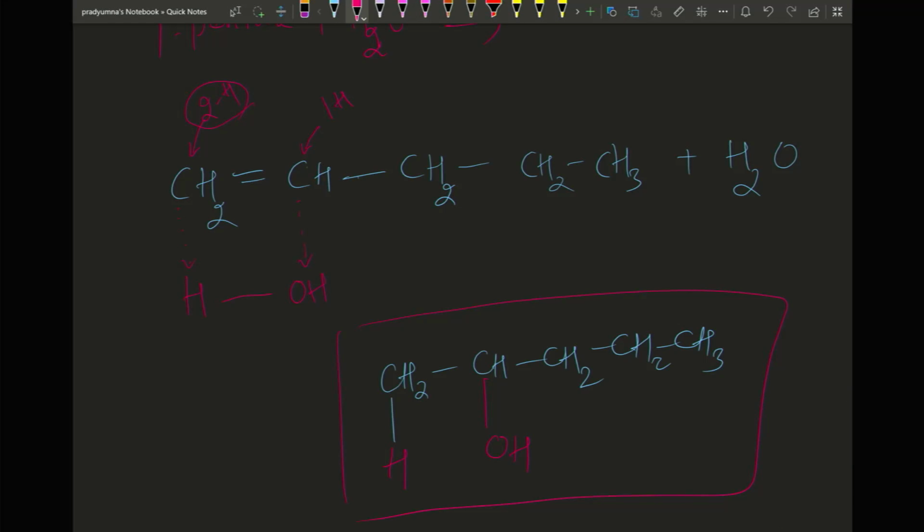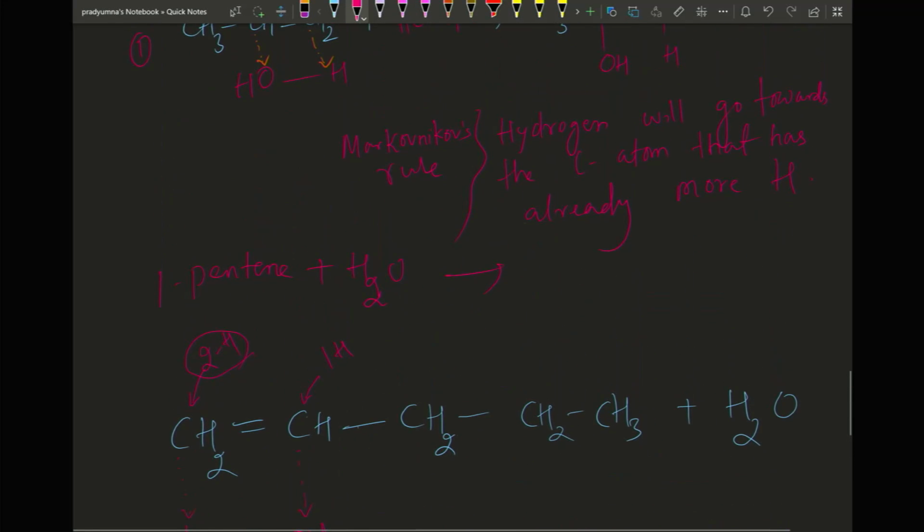Well, if you want to write it a little bit better, then instead of writing hydrogen like this, you can write CH3. All right. Okay, so the rule is hydrogen will go towards the carbon atom that has already more hydrogens if you have an asymmetric alkene. All right, let's stop here.